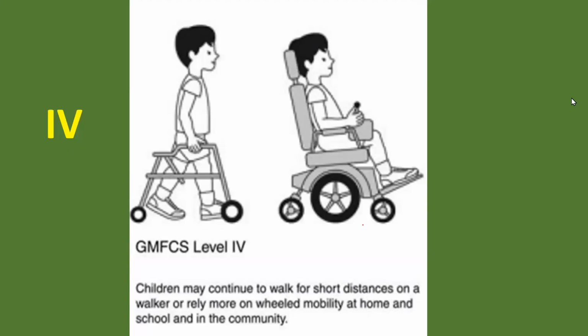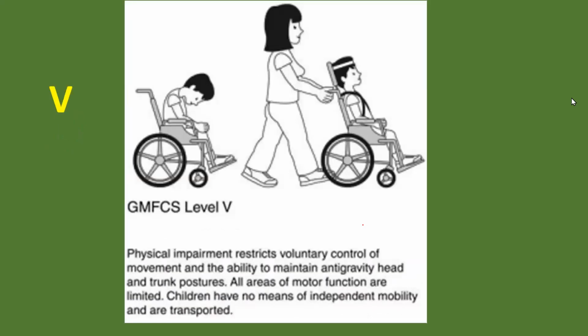Level 4: children may continue to walk for short distances on a walker or rely more on wheeled mobility at home, at school, and in the community.